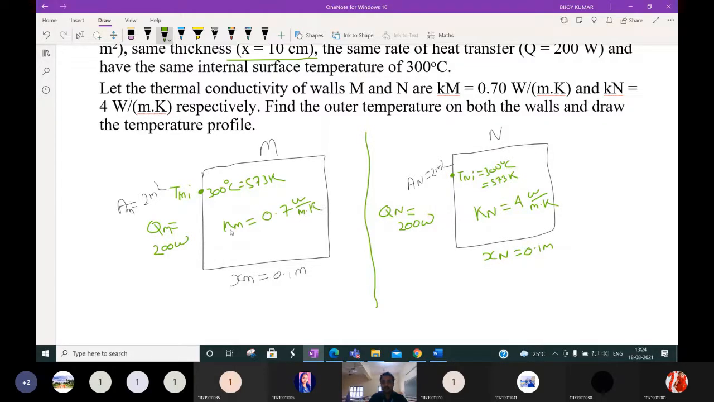Okay, all the things are the same except thermal conductivity. Find the outer temperature on both the walls. That is the first question. Outer temperature means, suppose the inside temperature is higher, then the heat will flow. What will be the outside temperature, here and here? Suppose the outside temperature is TMO for the M wall and TNO for the N wall. In the question it was asked what will be TMO and what is TNO.